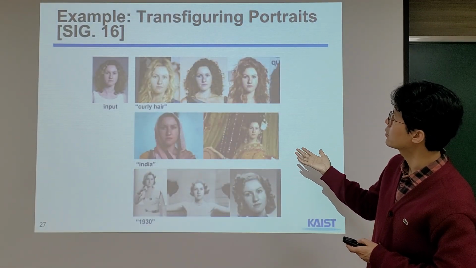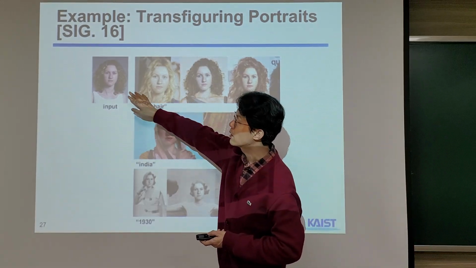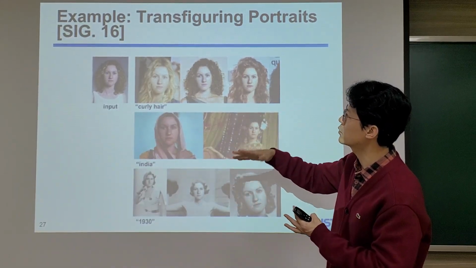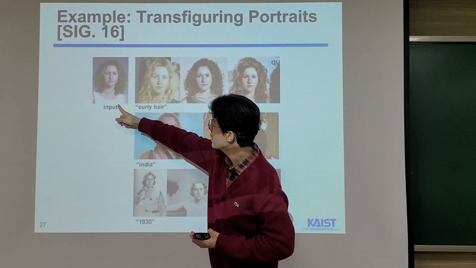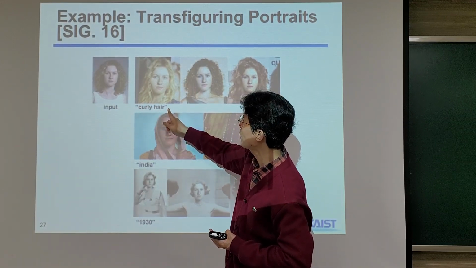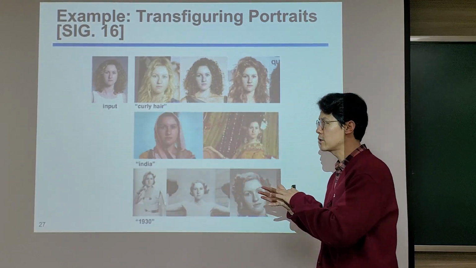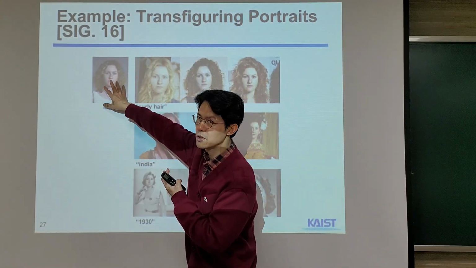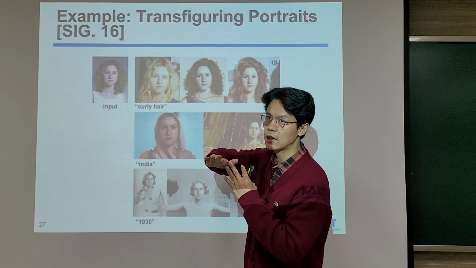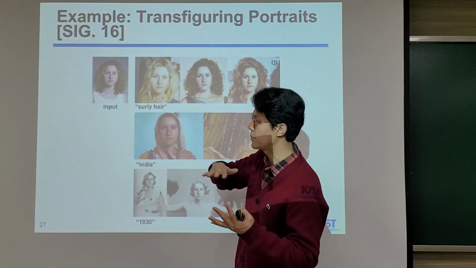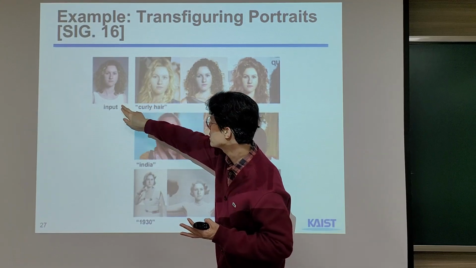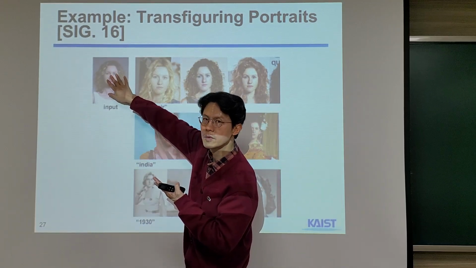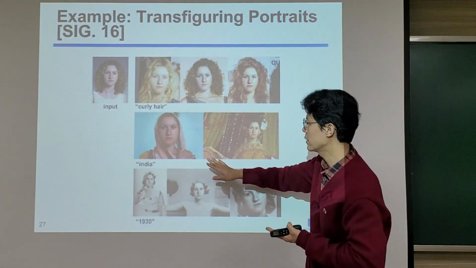Another example is transfiguring portraits. Given this input query image, we want to change its style to another one. In this case, given the input text, I wanted to have curly hair. Based on that text, we identify the curly hair style, and then transfer the content of the input face into that style. So that's why we got this kind of result.